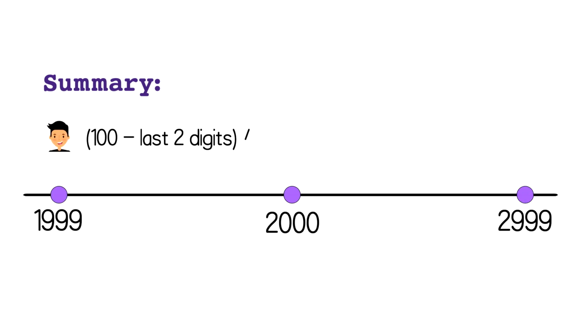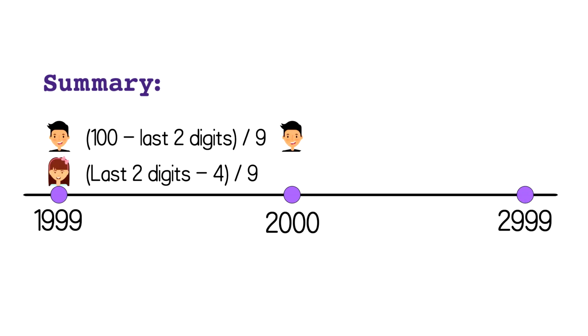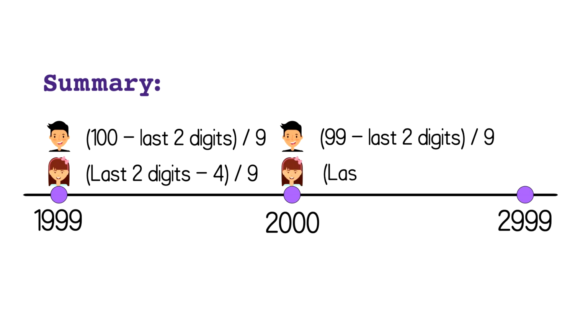In summary, we can see that the formula for calculating your Life Gua number is different between male and female. And it also differs between people born before the year 2000 and after the year 2000. By knowing this formula, we can easily and quickly calculate any Life Gua number.